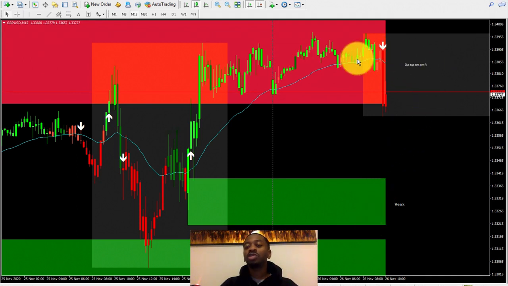Now this resistance zone up here says retest equals 8. That means that price has retested this area 8 times. The more times price, or the candles, retests one of the zones, the stronger that zone is. As you can see, retested 8 times, and then boom, look what happened. You got an arrow pointing down, and price is now getting ready to come outside this zone. The stronger the zone, the stronger the rejection will be.